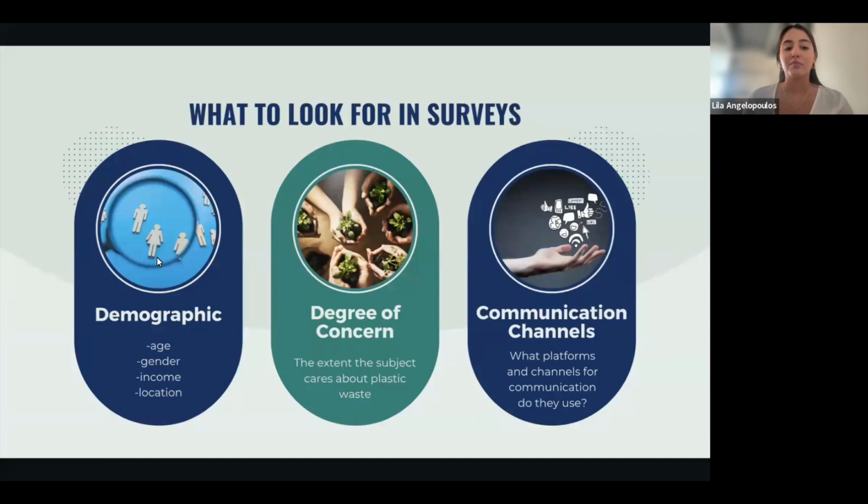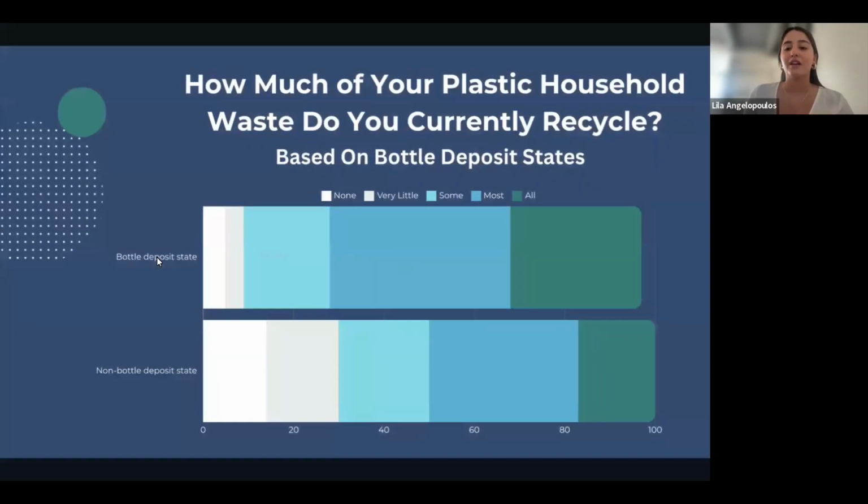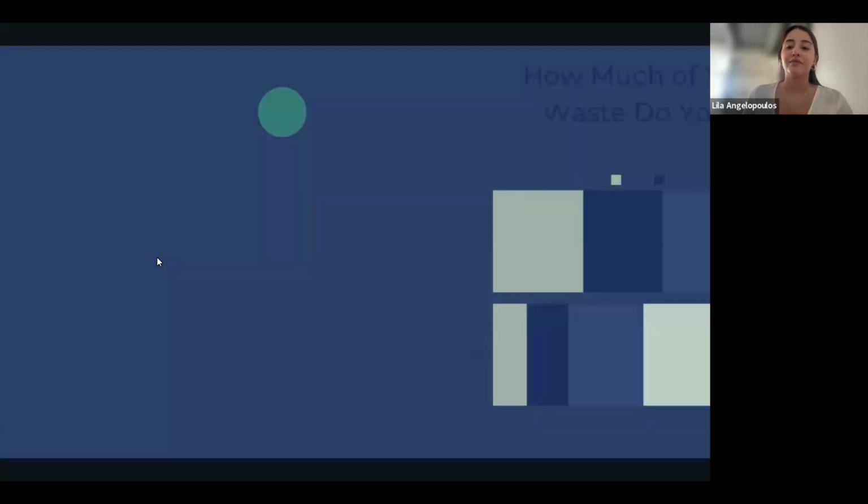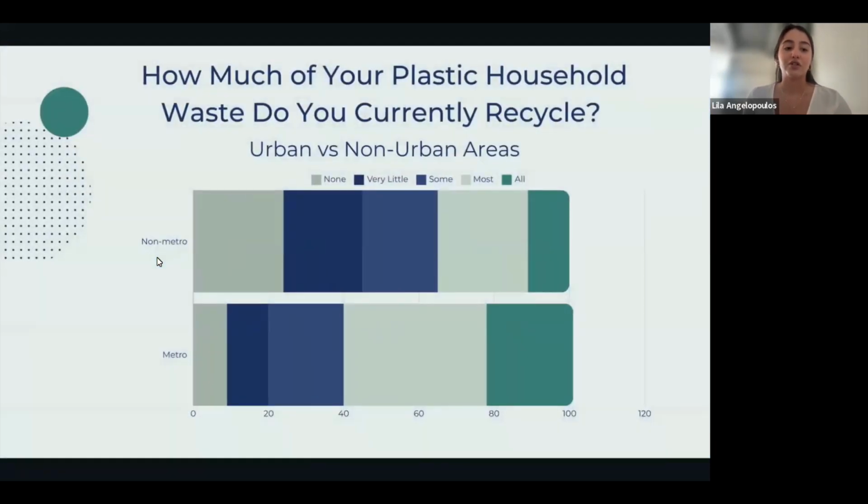Some of the things SodaStream might want to find in their survey studies is demographic information and the extent that the subject is concerned about their plastic waste, and what channels can be used to communicate with them. This statistic shows how people living in bottle deposit states are more likely to recycle and more concerned with plastic waste. While this statistic also shows the connection between people who live in urban or non-urban areas and their recycling behavior.